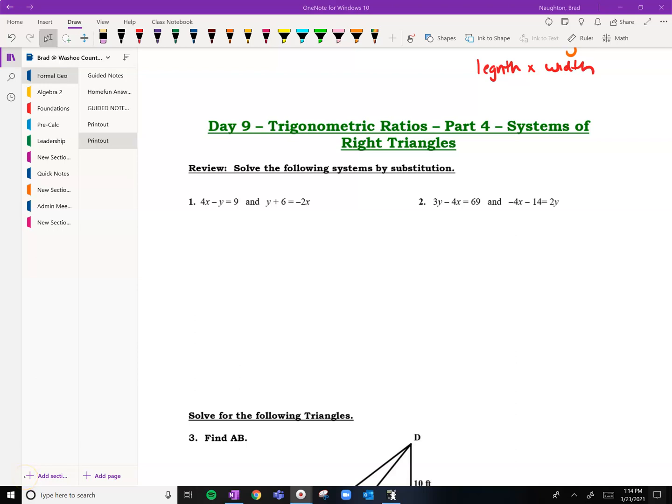Howdy, Huskies. We have day 9. I want to say this at the beginning. Hopefully, you guys are ready to rock and roll. This is a day you need to have your game face on.